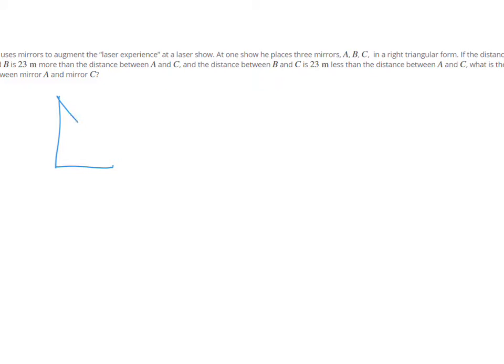So I'm just going to draw my right triangle. And then it says the distance between A and B. Okay, so A to B is 23 more than the distance between A and C. Oh, okay. Well, I don't know what that distance is, so I guess I'm going to call that X. Can I do that? And then AB would be 23 more than that. I haven't even finished reading it. Maybe I should finish reading it.